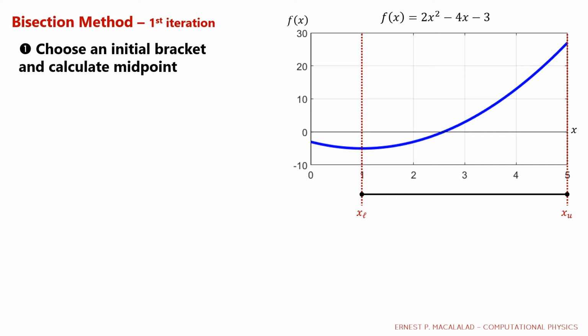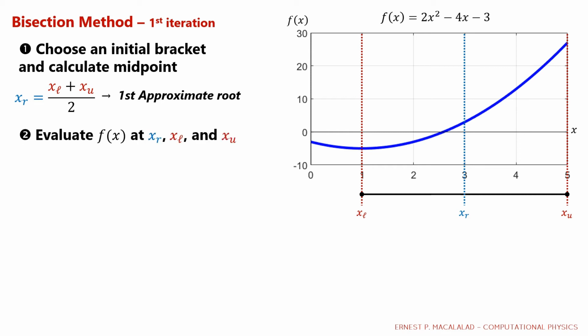Now when you calculate the midpoint, just like the name of the method suggests, we're going to bisect this bracket into two to determine the midpoint. We call the midpoint XR, and XR is equal to (XL plus XU) divided by 2. So this marks your XR, and for this first iteration, we consider this as our first approximate root. It may or may not be close to your exact root, but we will use this approximate root for the next iteration.